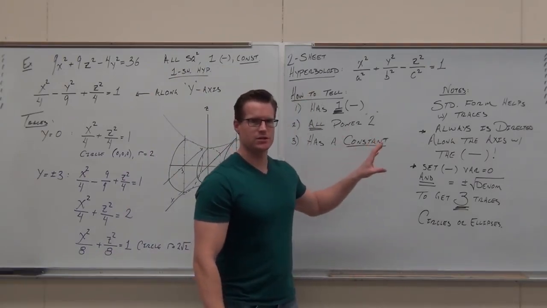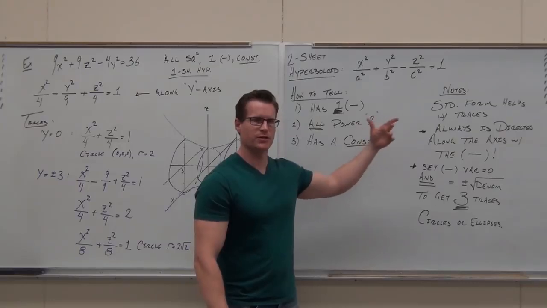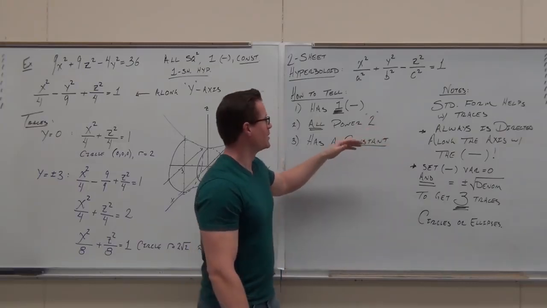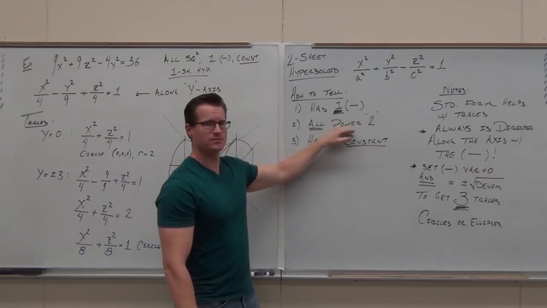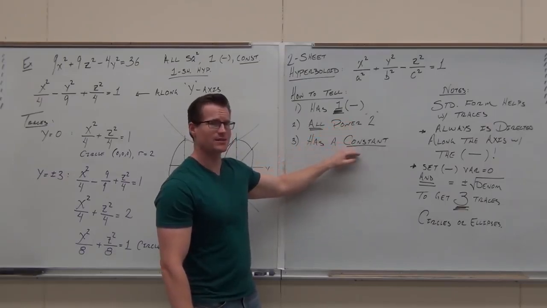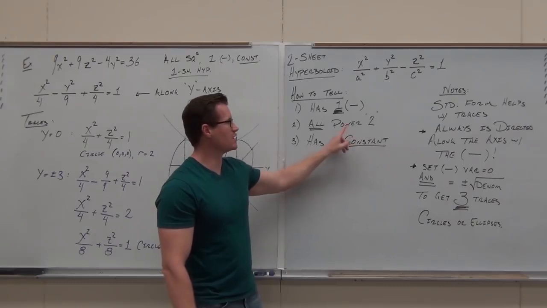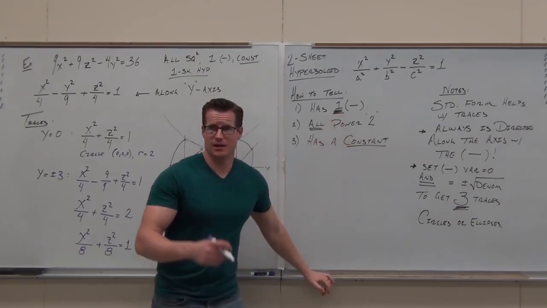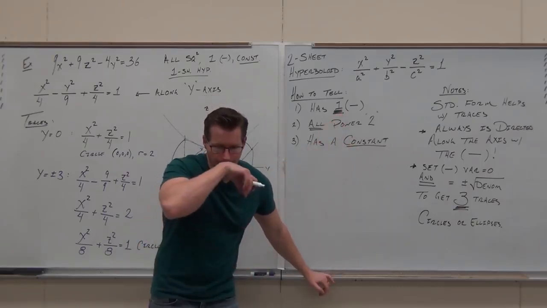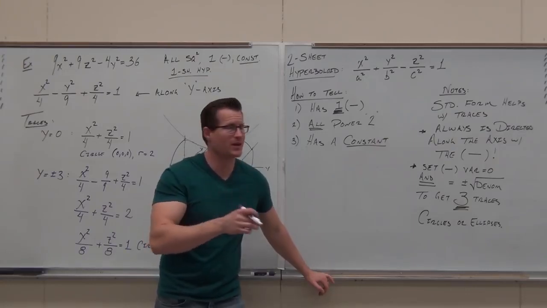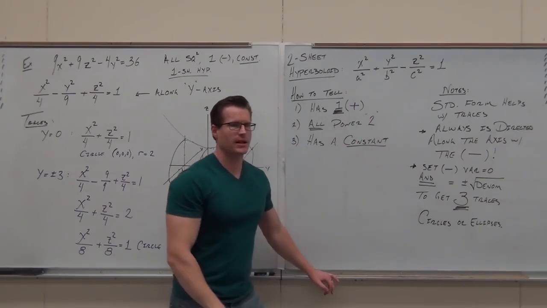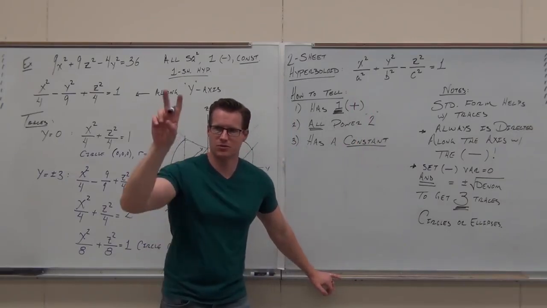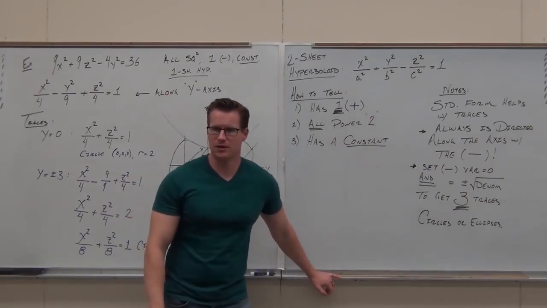Here's what changes between a one-sheet hyperboloid and a two-sheet hyperboloid. You're still going to have all power 2. You are still going to have a constant. The only thing that changes is you gain an additional negative. So here's what I'm going to put. It has 1 plus, 2 minuses, 1 plus.